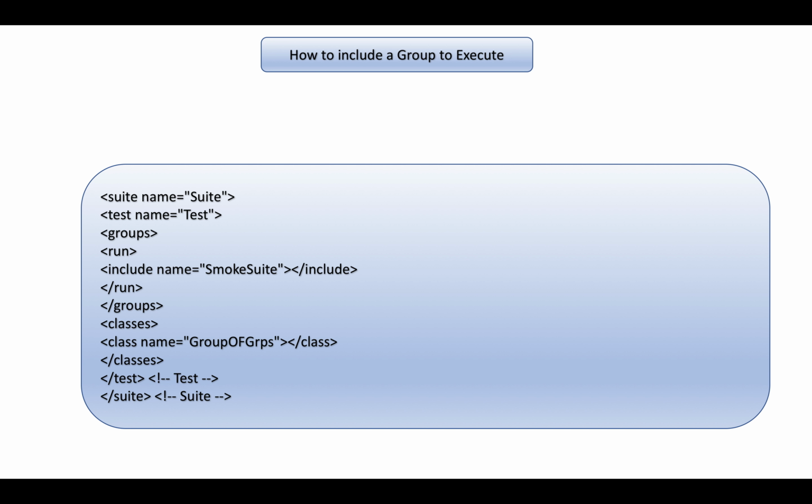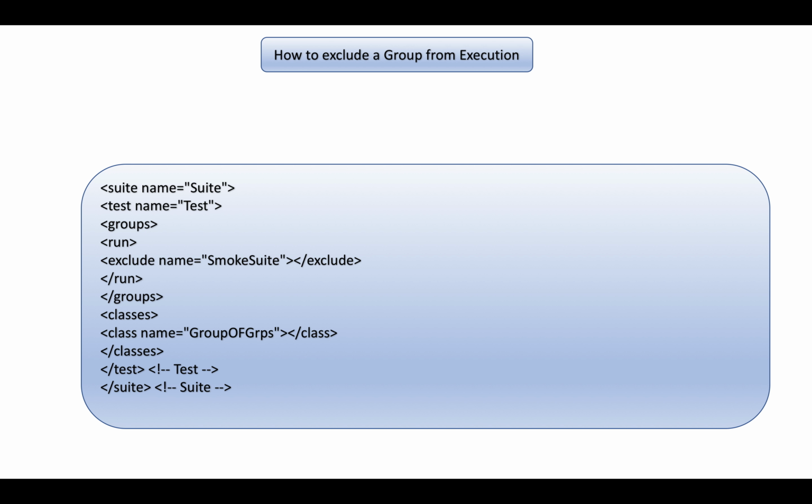Now we have seen the test methods. How can we include groups? The same thing: you have to use the groups tag, then run, then include and the name of the group. This is the part where the test classes are there and groups are there. Now how can you exclude your group? Same thing, instead of include you have to use exclude.